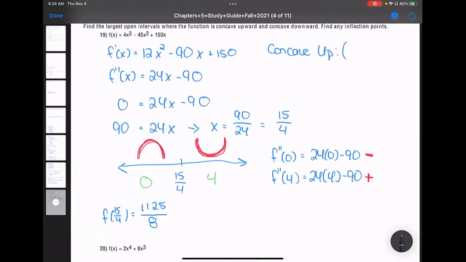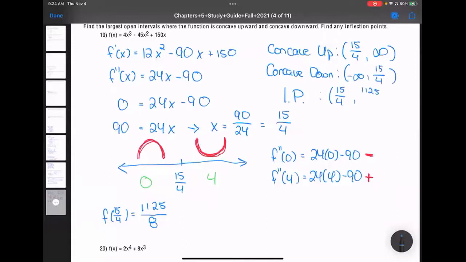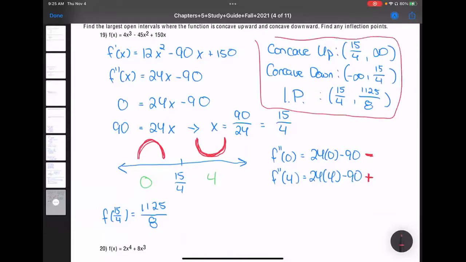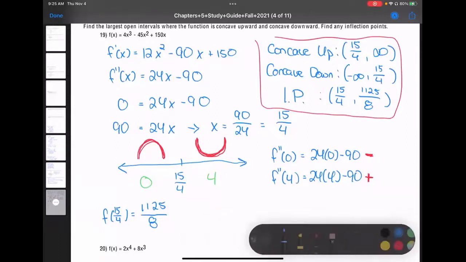So then to complete our problem, we have concave up at the interval of 15 over 4 to infinity. Concave down from negative infinity up to 15 over 4. And then our inflection point is x value 15 over 4 and y value 1125 over 8. And that is our answer there, solving it using calculus methods instead of graphically.